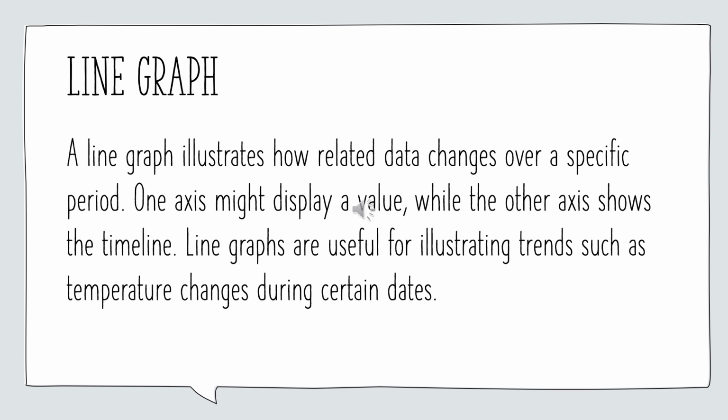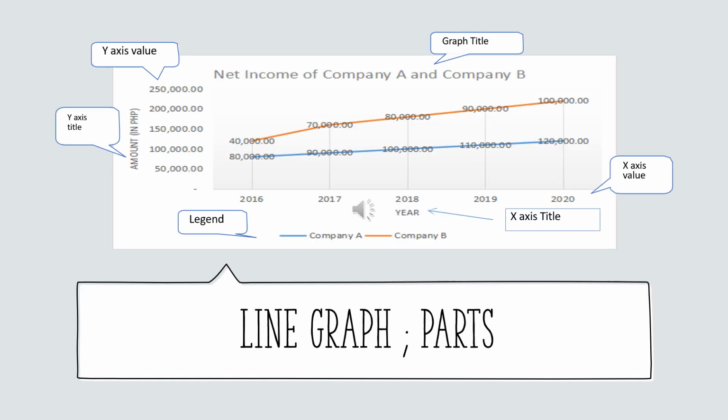A line graph illustrates how related data changes over a specific period. One axis might display a value, while the other axis shows the timeline. Line graphs are useful for illustrating trends such as temperature changes during certain dates. The following are the essential components of a line graph. These components are crucial in understanding and interpreting the data represented in a line graph. Let's take a closer look at each part.